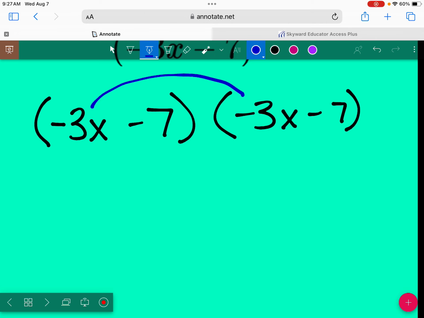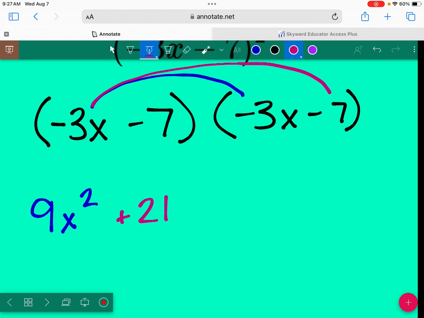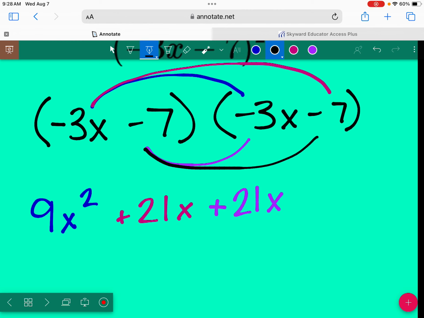Minus 3x times minus 3x. What do we get? Positive 9x squared. Minus 3x times minus 7, positive 21x. And then we're going to have our minus 7 times minus 3x. We get another 21x. And then we have our minus 7 times minus 7, positive 49.